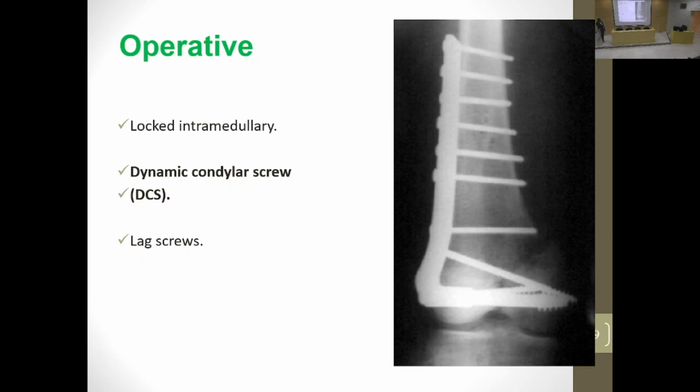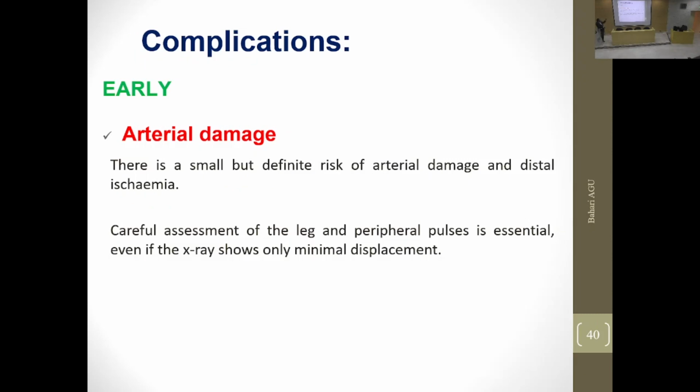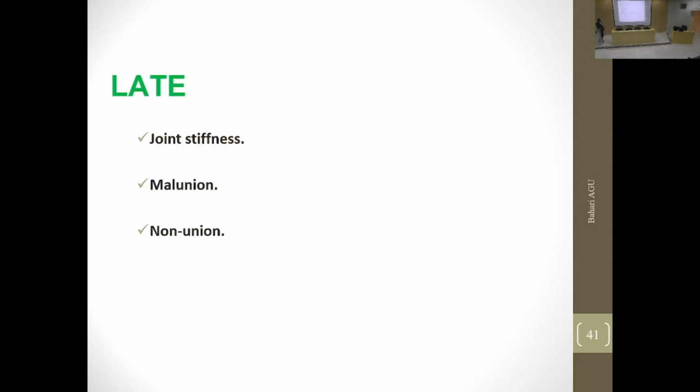But the idea is, of course, regarding the fixation and the types of it, they are not important for you. We are just showing you, but what matters to us is that this is open reduction and internal fixation. The complications for us are arterial damage. There is a small but definite risk of arterial damage and distal ischemia. This is why we need to do careful, meticulous assessment.